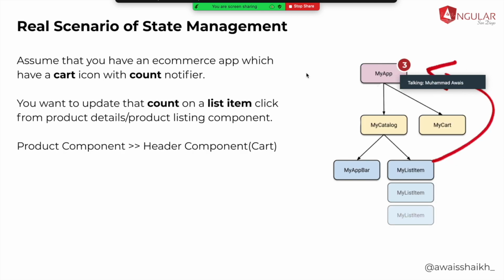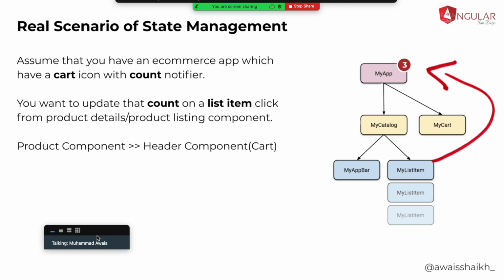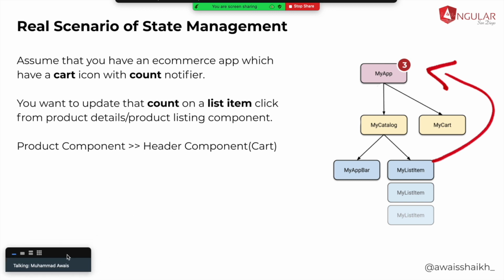Let's talk about a real scenario for state management. In the little screenshot on the right side, you can see we have an application, and inside that application we have my catalog and my cart components, and inside my catalog I have my app bar. My app bar represents the app bar at the header we have in web applications, PWAs, and mobile applications as well.